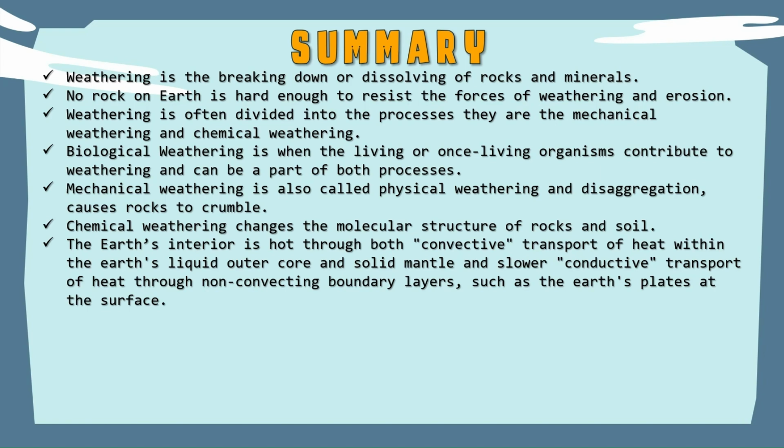So the Earth's interior is hot through the convective transport of heat within the Earth's liquid outer core or the solid metal, slowing convective transport of heat through non-convecting boundary layers such as Earth's plates and the surface, na kung saan because of that layer we cannot feel the heat inside the Earth.